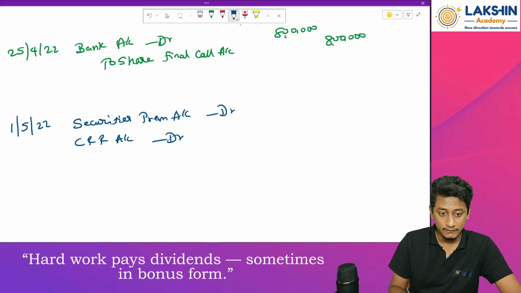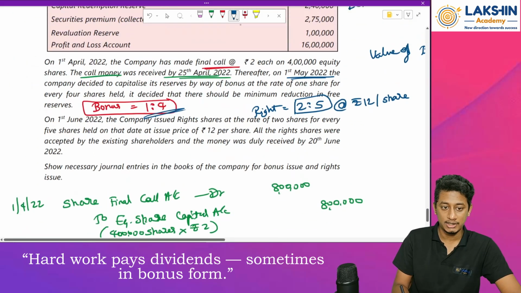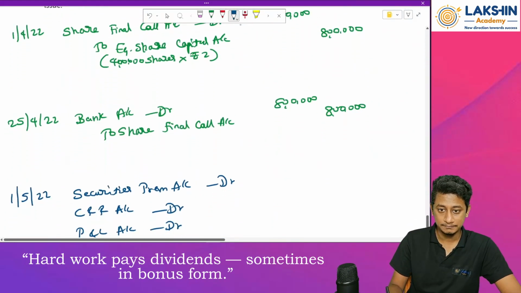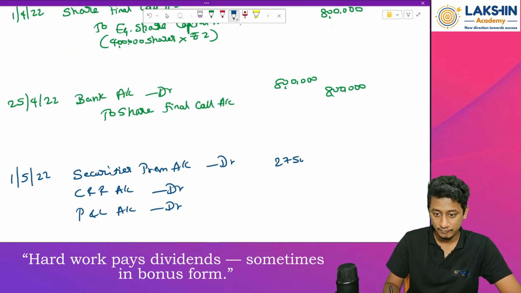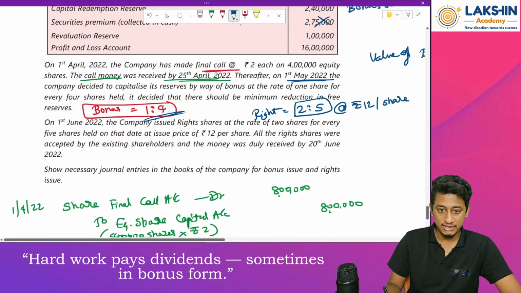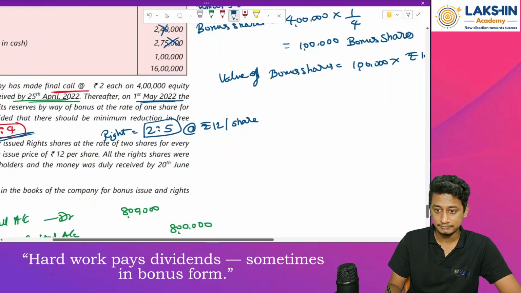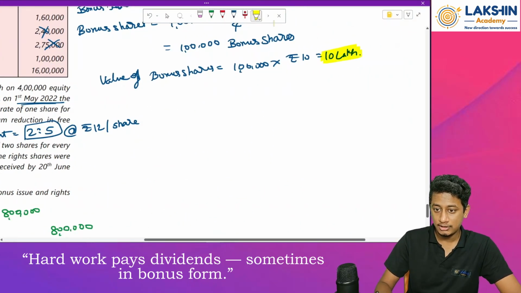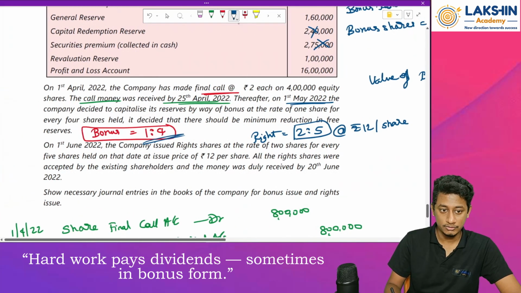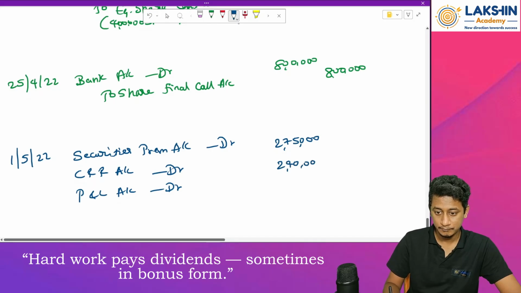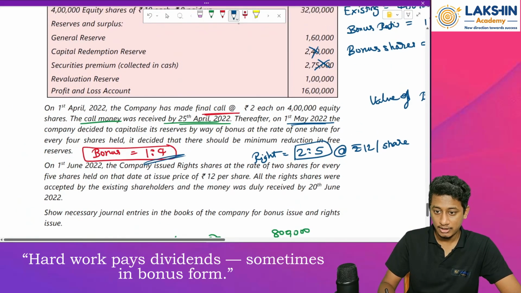Then we had CRR, and P&L account. Till now we will see till over here. If anything else is there, let's see. Securities premium, how much? 2,75,000. Then from CRR, how much is utilized? Full amount, 2,40,000, because 10 lakh is required in total. Remember, 10 lakh is required totally. So from CRR, 2,40,000. Then P&L account, how much is there? 16 lakh is there in the P&L account.